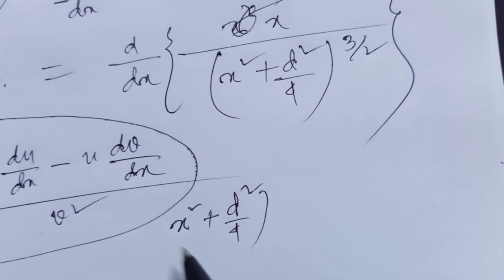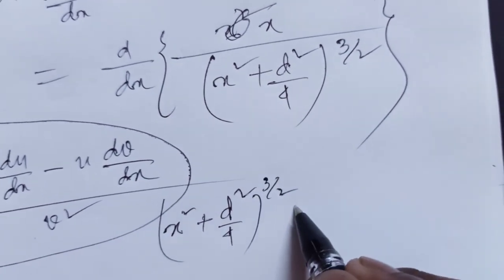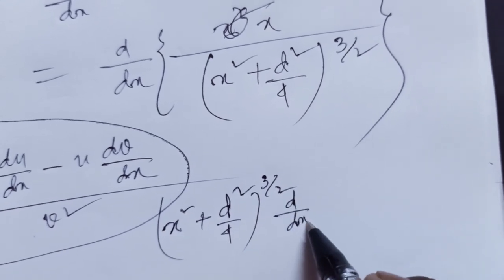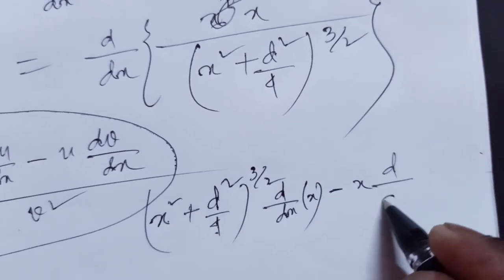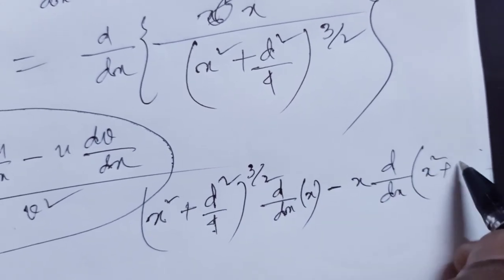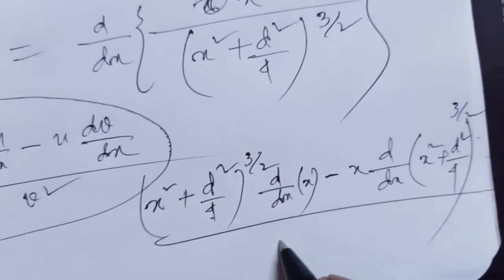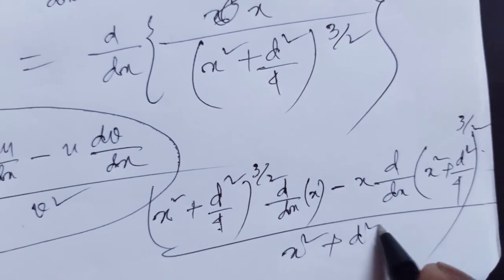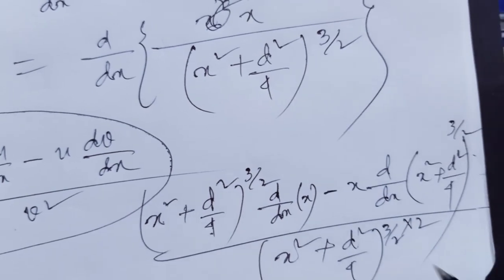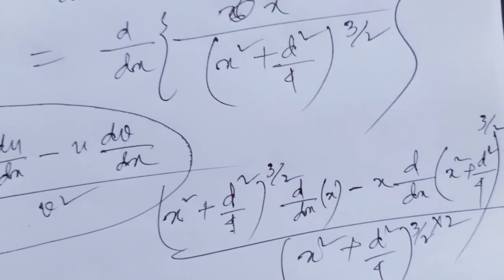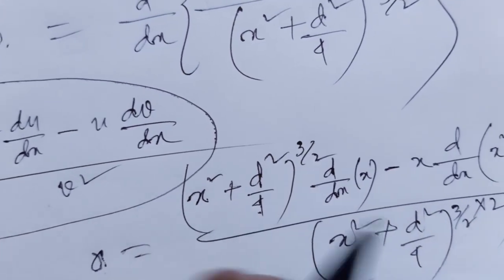So v means (x square plus d square by 4) whole to the power 3 by 2. v into d/dx of x, minus x into d/dx of this one, divided by v square, means (x square plus d square by 4) whole to the power 3 by 2, whole square. Since d/dx of d square by 4 is 0, and 0 into something means 0.